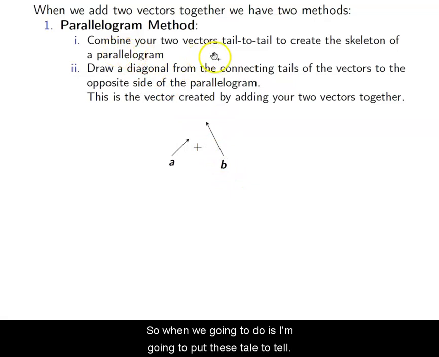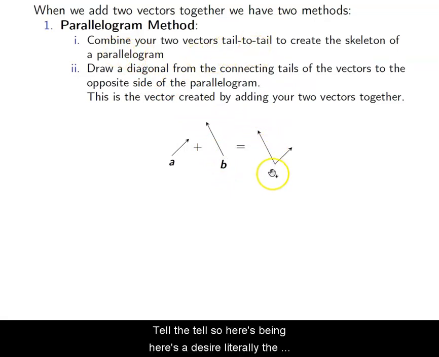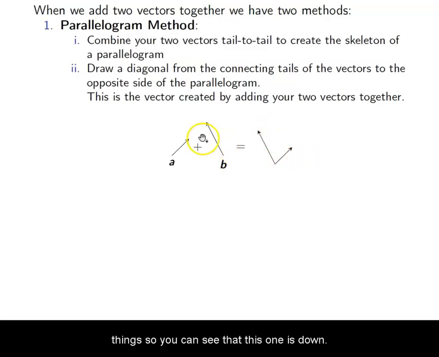So what I'm going to do is put these tail to tail. Okay, tail to tail. So here's B, here's A. These are literally the exact same vectors as well. I did not change their size or anything, but you can see that this one is down a little bit from this one, but they are the exact same vectors. Okay, this gives me the base, right?